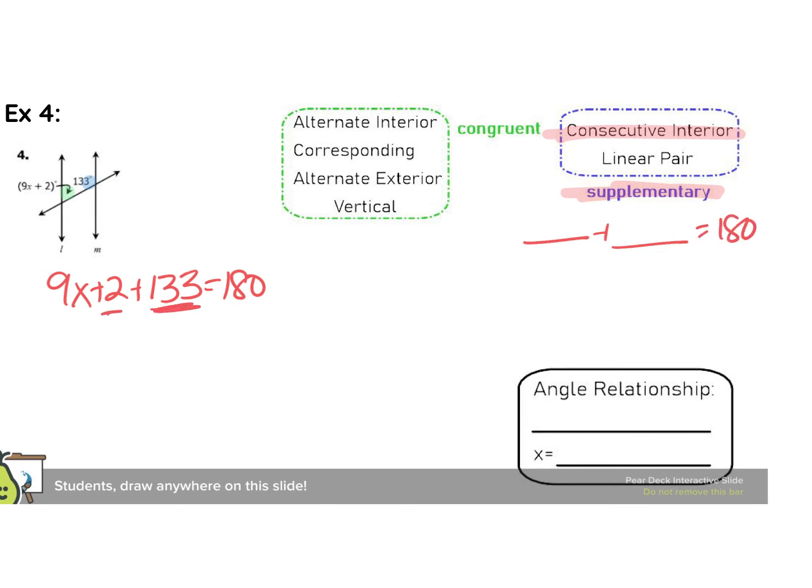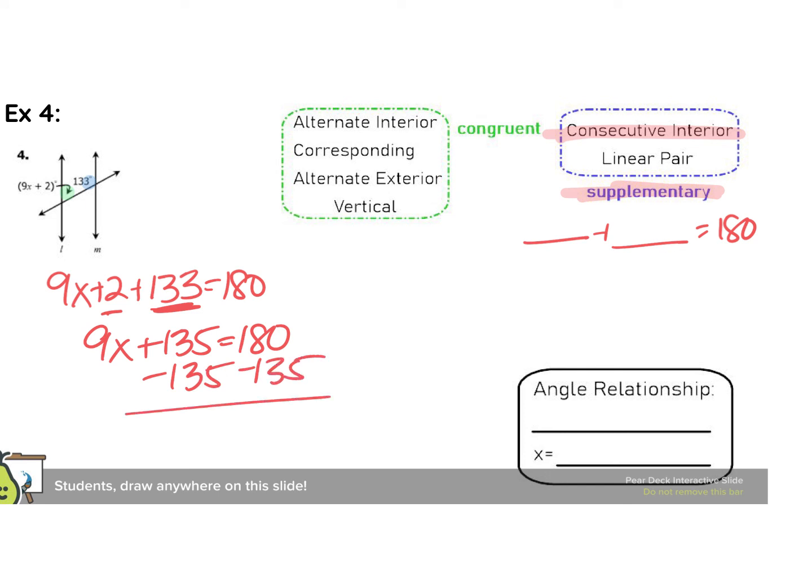Okay, I can combine these like terms before I go on. So I get 135. Subtract 135 from both sides. So 9x equals 45. Divide by 9. And so x equals 5. Okay, so same side or consecutive interior. Remember, those are interchangeable, and x is 5.